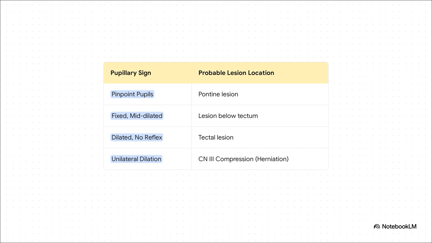So this is super high yield. The key is that these signs are not random. They are very specific clues. For instance, tiny little pinpoint pupils, that screams a lesion in the pons. Fixed pupils that are kind of mid-sized, that points to damage below the tectum in the midbrain. And a single blown pupil, what we call unilateral dilation, that is a full-blown neurological emergency. It often means the third cranial nerve is being compressed, maybe from the brain actually herniating.